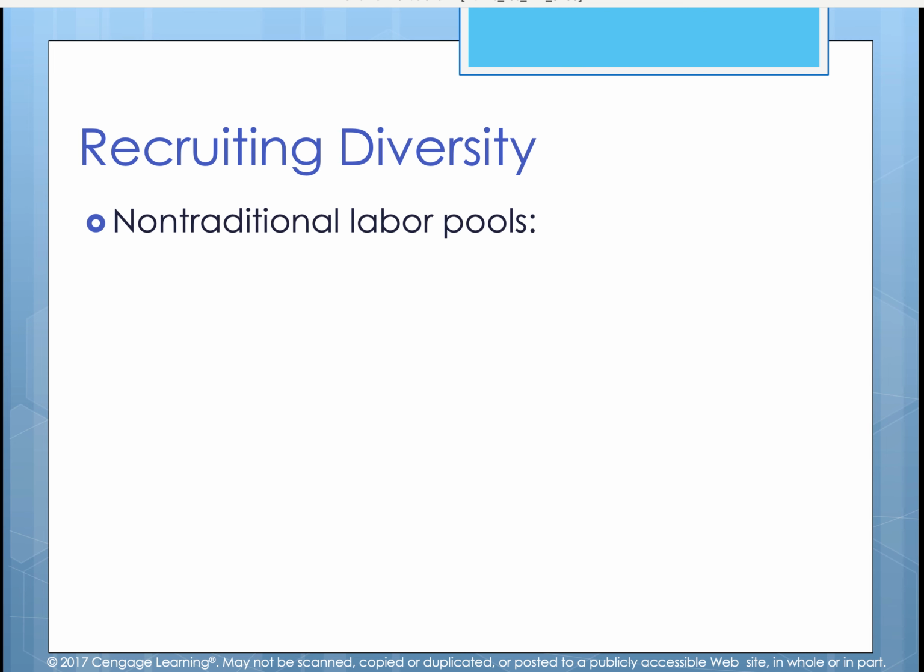We have to always look for non-traditional labor pools. That's what you should do, because when you're tapping constantly on the traditional labor pools, you're not then seeing the entire buffet.